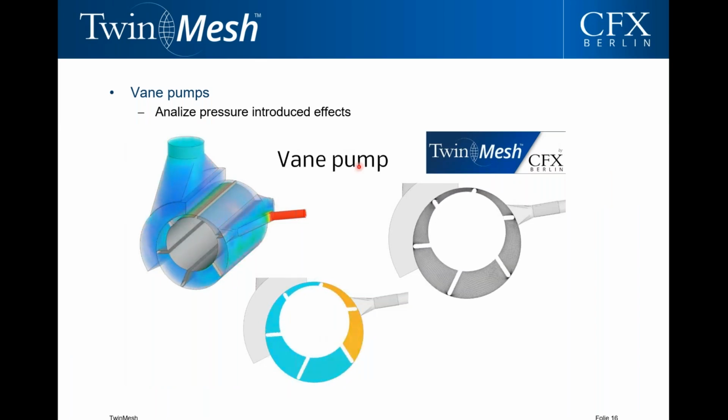Another example, this time it's a pump, a vane pump. On the right-hand side, you can see the underlying mesh where the simulation is performed on. And on the left-hand side, there's an animation, or actually it's a volume rendering of the velocity field.